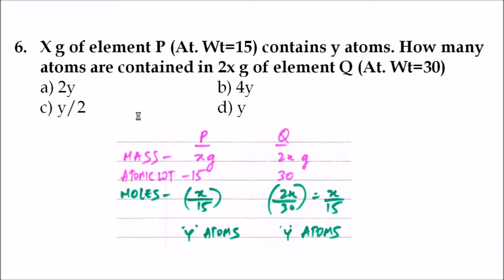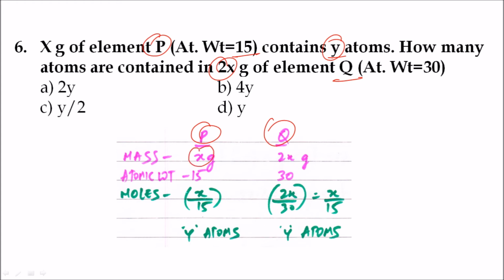Okay, let's go to 6th question now. X gram of element P. Okay, first given is element P, atomic weight is given as 15, contains Y atoms. Okay, number of atoms is given. How many atoms are contained in 2x gram of element Q having atomic weight 30? Right, so two elements given. First one is P and second one is Q.